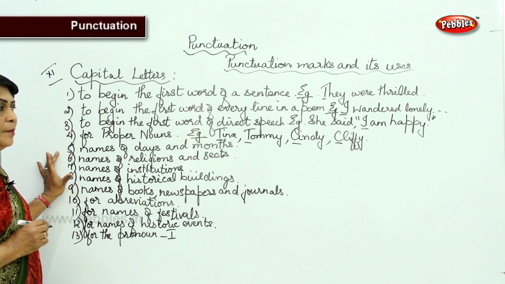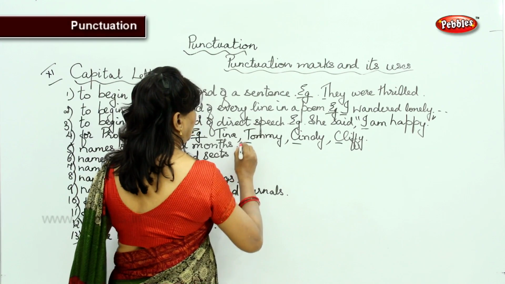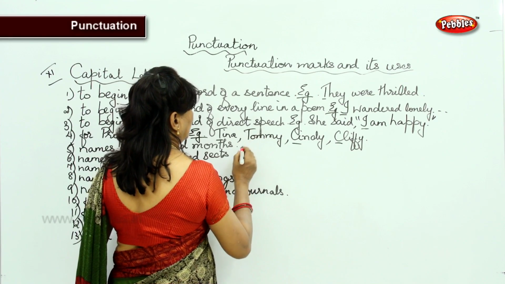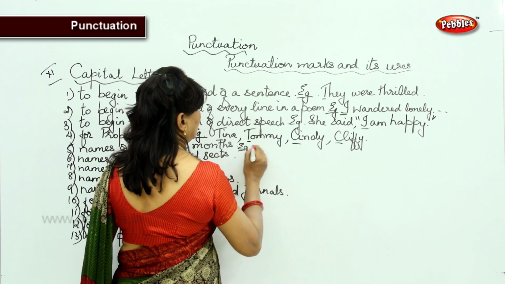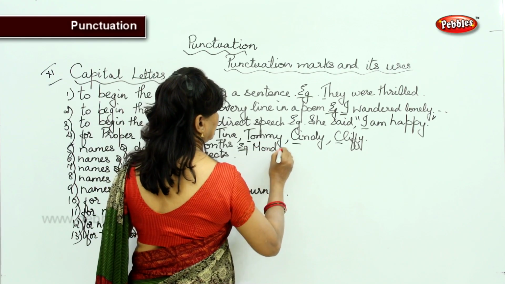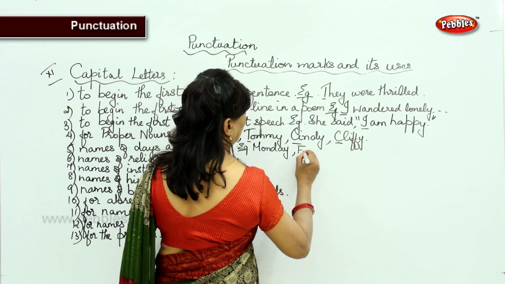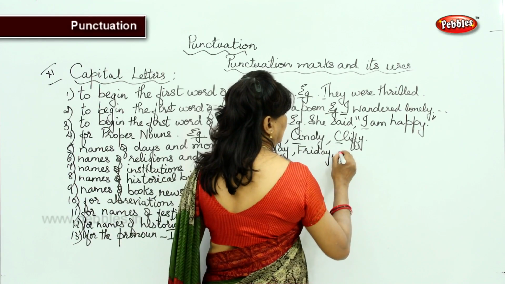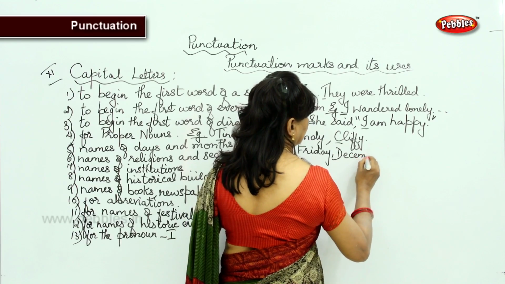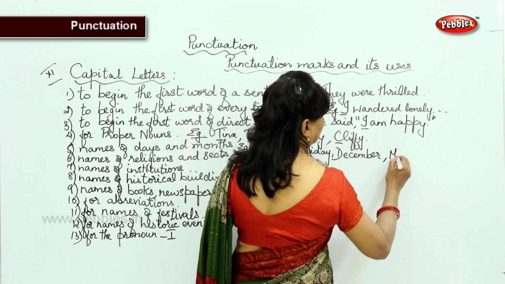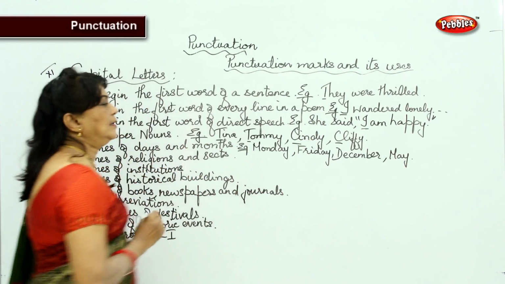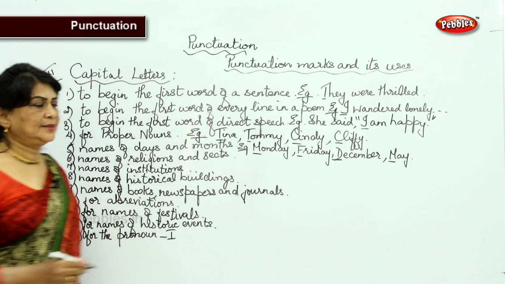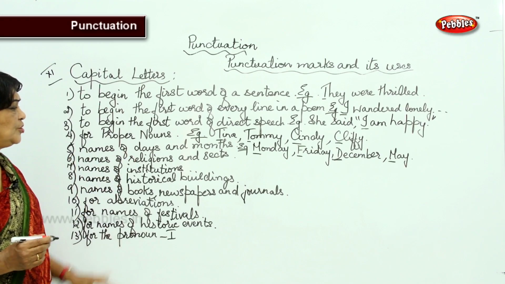Names of days and months. Okay, Monday. Example, Monday, Friday, any day. Days and months: December, May. Okay, all these are examples. You see, all this we begin with a capital letter. Is that clear?